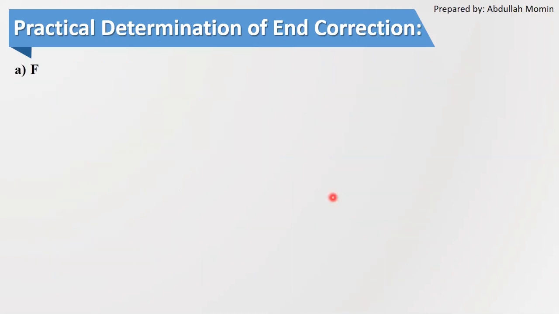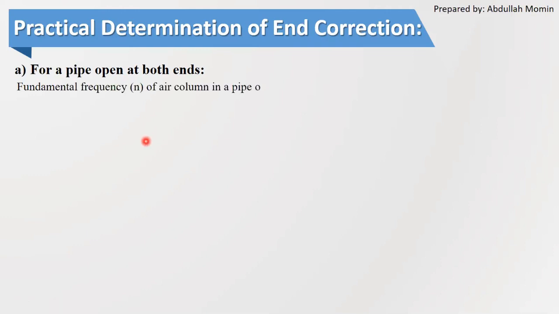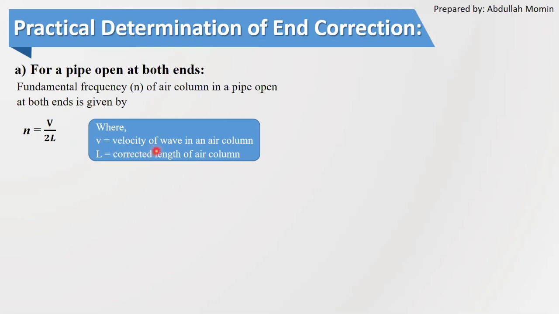Now we are going to derive the formula of end correction for a pipe which is open at both ends. So the fundamental frequency of a pipe which is open at both ends can be written as N is equal to V by 2L, where V is the velocity or speed of sound wave in an air column and capital L is the corrected length of air column. Now V can be written as, when this 2L goes to the other side of the equal sign, it gets multiplied with N. So we can write V is equal to 2NL.